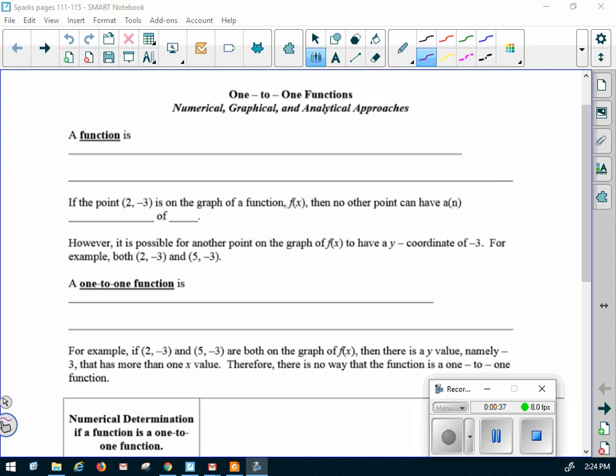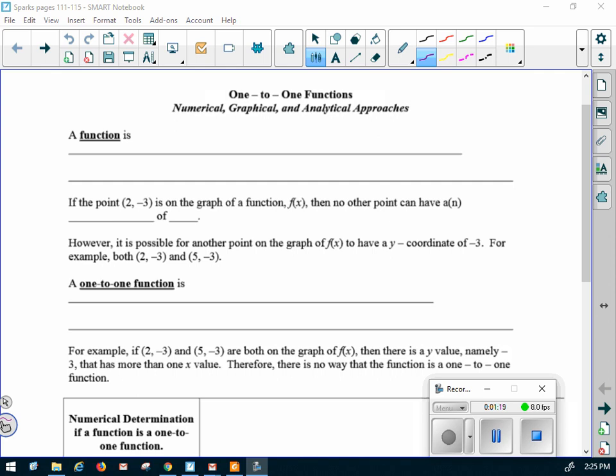We're going to look numerically, graphically, and analytically. So tables, graphs, and algebra. What's a function? Remember that on a function, every x value has exactly one y value. Every x value in the domain has exactly one y value. No more, no less, one.